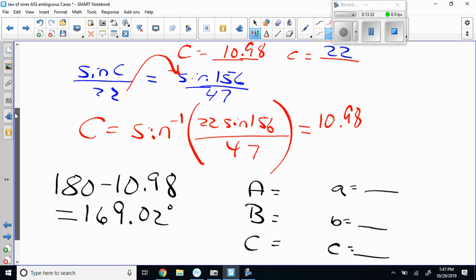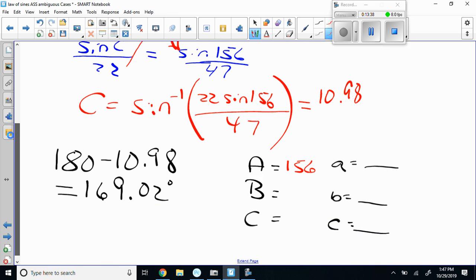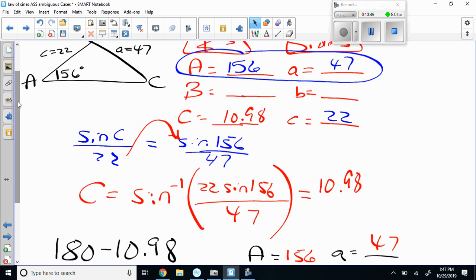What did you have? Let's see, 156, 47, and 22, right? Ladies and gentlemen, we found angle C, correct? 10.98. It's an acute angle, right?